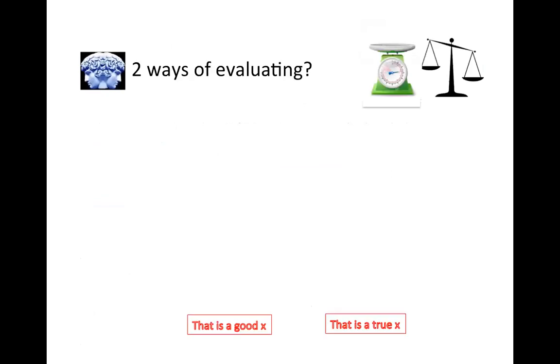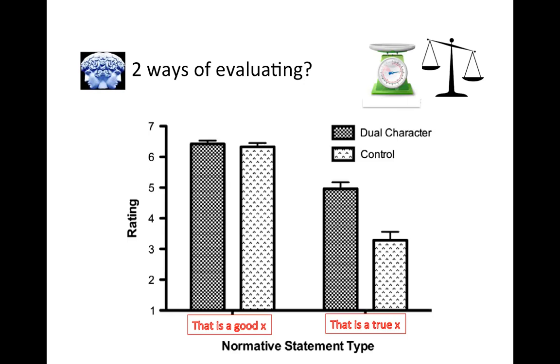Furthermore, we find evidence that there are two ways of evaluating these dual character concepts. We can do it in descriptive terms, where we basically look to see how many of the descriptive characteristics an instance has. The more they have, the better example it is of that category. You could do this for both types of concepts, so it should sound fine to say that is a good X for both dual character and control concepts. On the other hand, you could also evaluate members of dual character categories by the extent to which they embody the values that characterize that concept. And this should be possible for dual character concepts, but not for the control concepts. And that is, in fact, what we found.